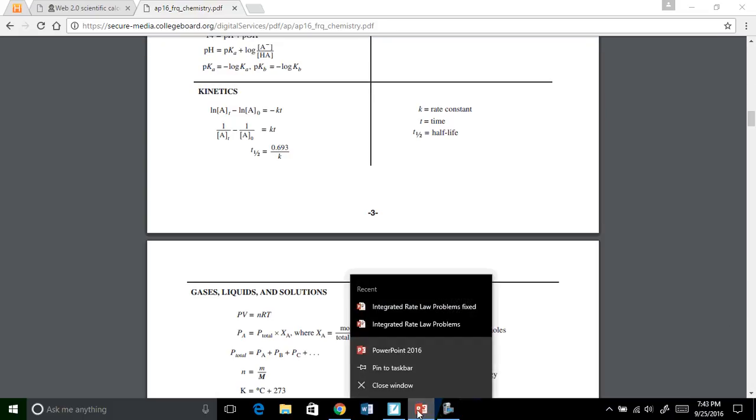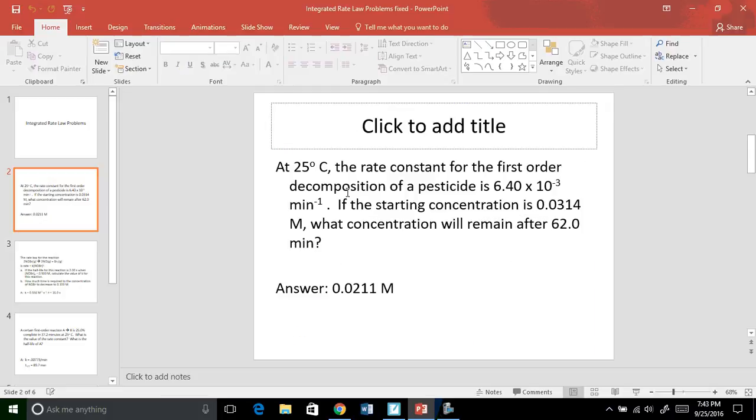Okay, so here's the PowerPoint that I'm going to do, this integrated rate law fixed. And it says at 25 degrees, the rate constant for a first order decomposition of a pesticide is 6.40 times 10 to the negative 3. If the starting concentration is 0.0314 molar, what concentration will remain after 62 seconds? And so an answer is, I put the answer on there.